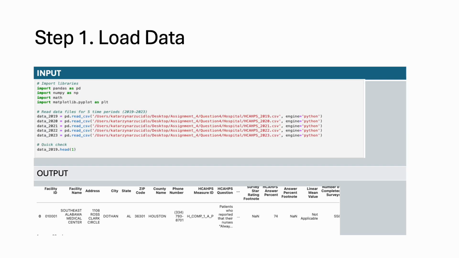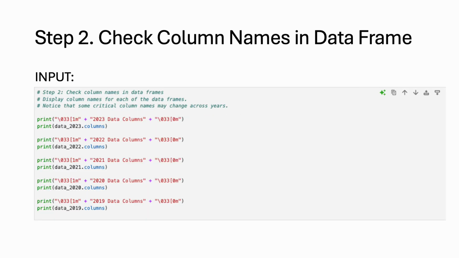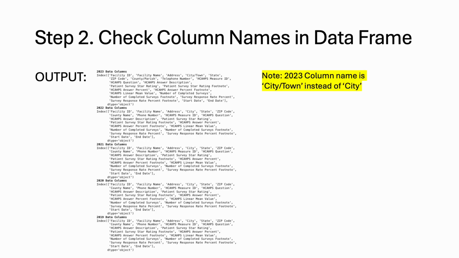So step 1, load the data. Here I import the libraries that are necessary and load each yearly CSV into its own data frame. I also include engine equals Python to avoid common Unicode decoding errors. At this step, I print column names for each data frame. The purpose is to confirm the exact headers because Hospital Compare files can change column names across years. So this is our output.